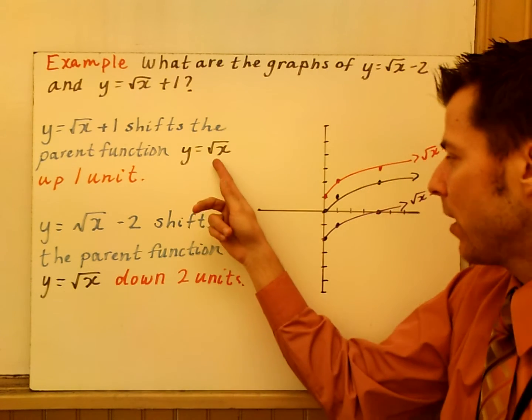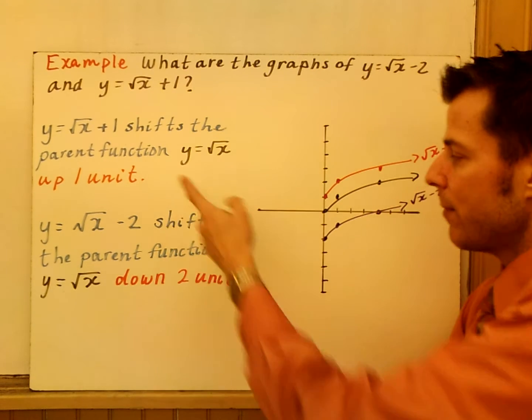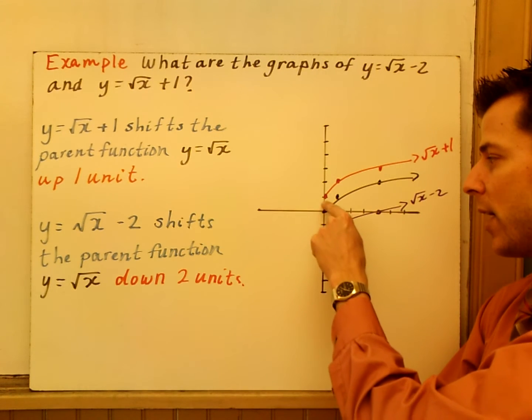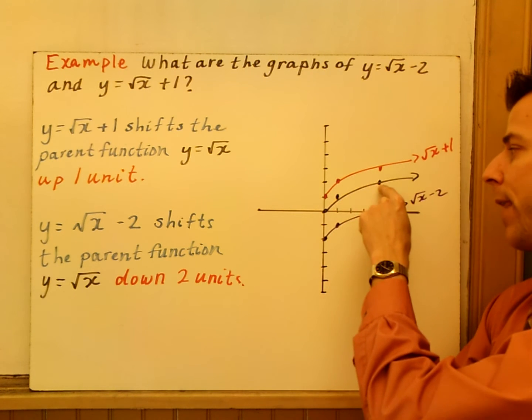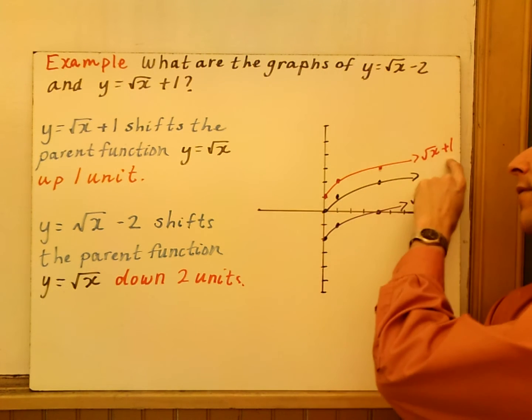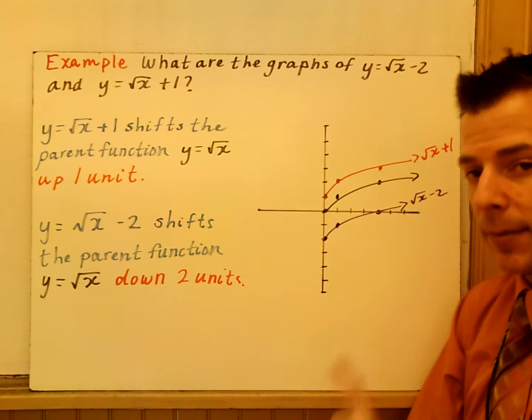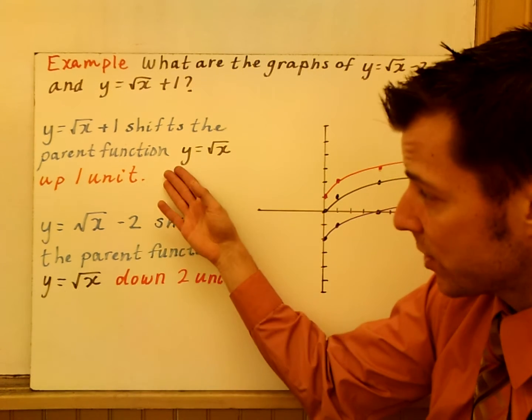So when I look at my parent function in black, for the first one, I'm going to move every point up 1. So I go from (0, 0) to (0, 1), (1, 1) to (1, 2), (4, 2) to (4, 3), and there's my first graph, the square root of x plus 1. That's in red. That's the first answer here.